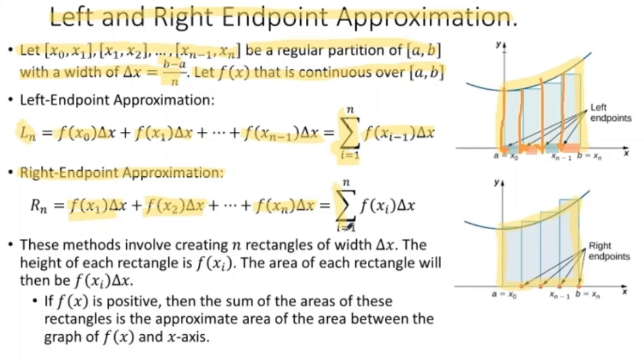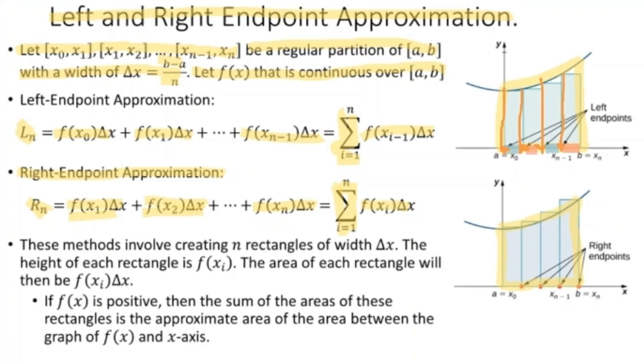Using summation notation, this would equal the sum from i equals 1 to n of f of x sub i times delta x. The x sub i represents the right endpoint of the ith interval in our partition. Very similar to the left endpoint, we're going to use Rn to represent this right endpoint approximation. n represents the number of intervals in our regular partition, which is the same as the number of rectangles we are creating.